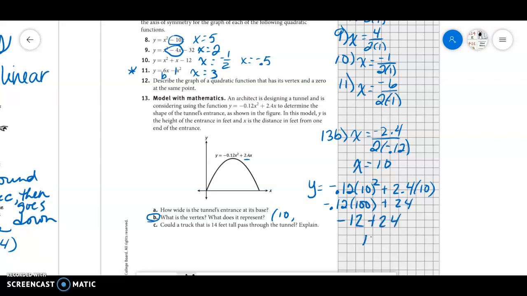Signs are different. Keep the larger sign and subtract. So your y was 12. So I was looking for 10, 12. If you have any questions, please let me know.